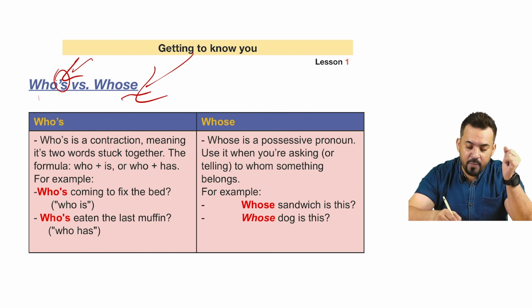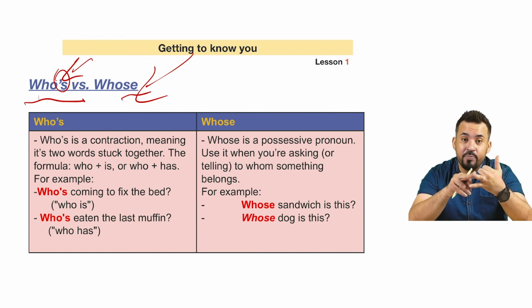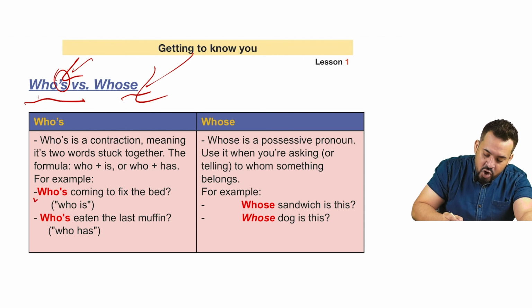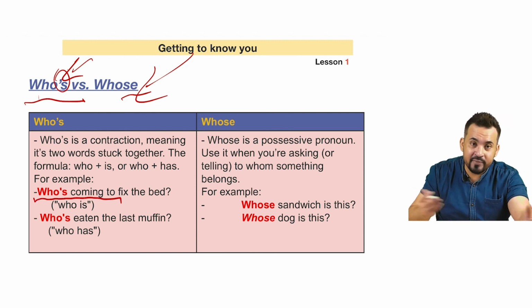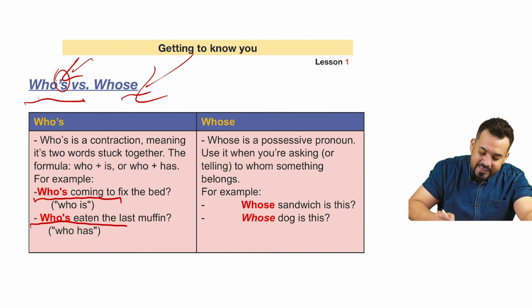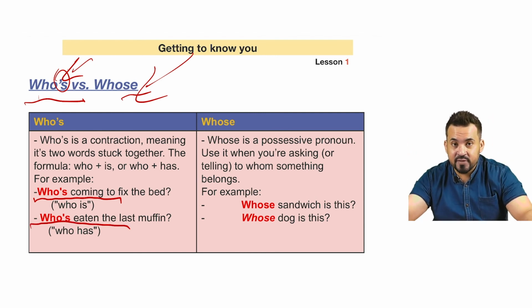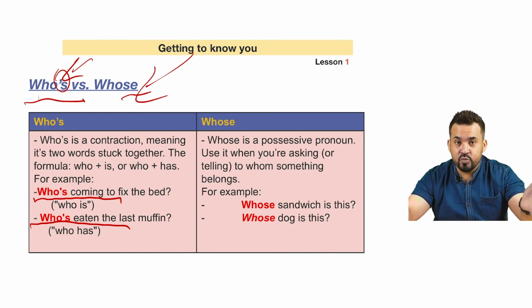Who's with the apostrophe, which is this one, could be one of two things. Could be a contraction for is, or could be a contraction for has. As you can see here, who's coming to fix the bed? This is a contraction for is. And who's eaten the last muffin? Now this is a contraction for has. How do you know which one is which? You look at the verb that follows.